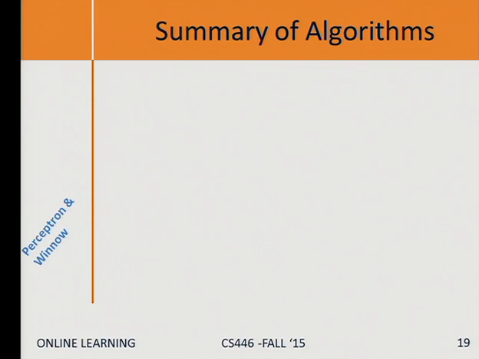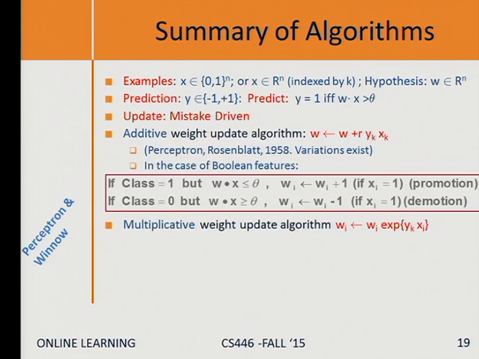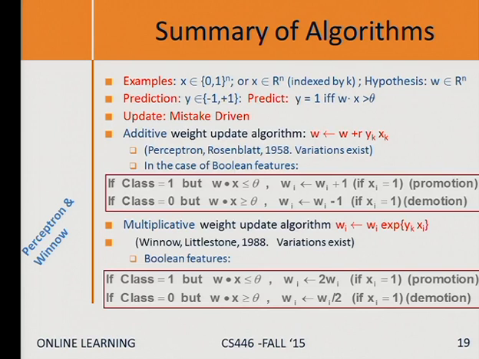So I'll remind you where we are. What we did the last couple of meetings, we talked about online algorithms. Specifically, we talked about these two families of algorithms, perceptron and winnow, or more generally, additive learning algorithms and multiplicative learning algorithms, with these as the representatives.